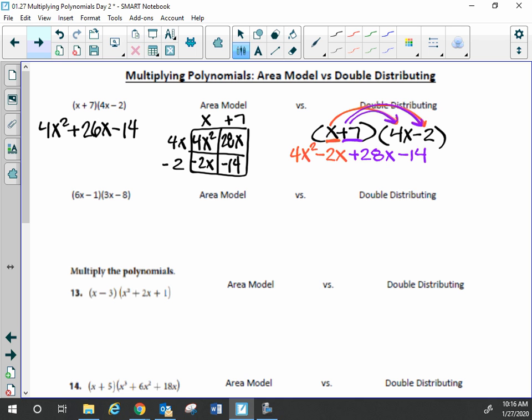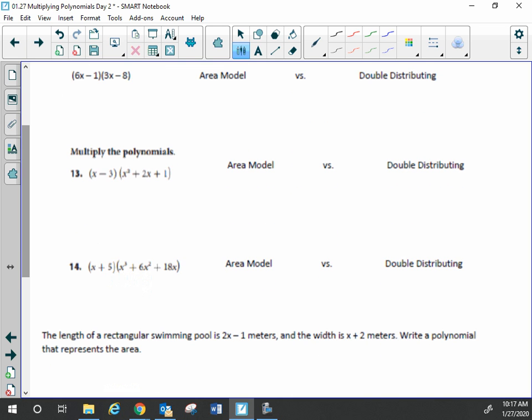Why don't you distribute to the x plus 7, like from 4x minus 2? You could, but you're only going to go from one to the other. You're not going to do this four times. Oh, I got you. Okay, let's do a 2 by 3 using double distribution.